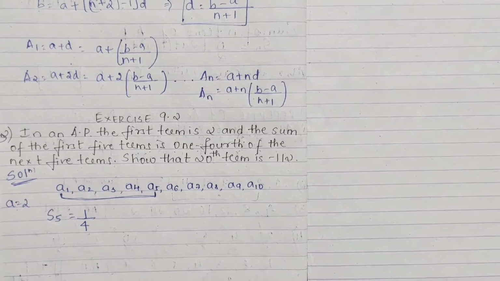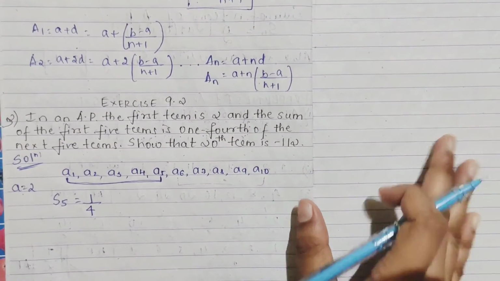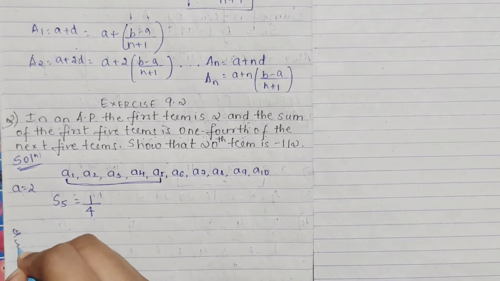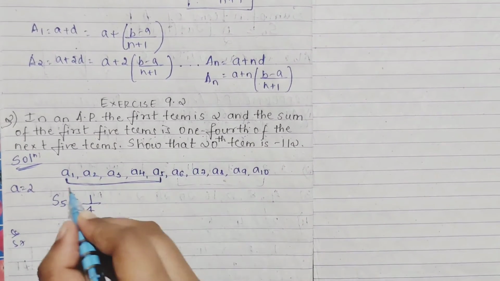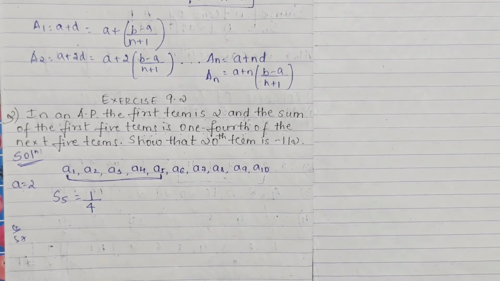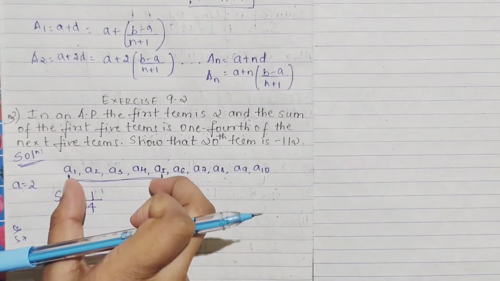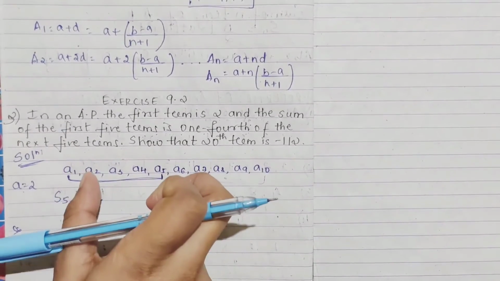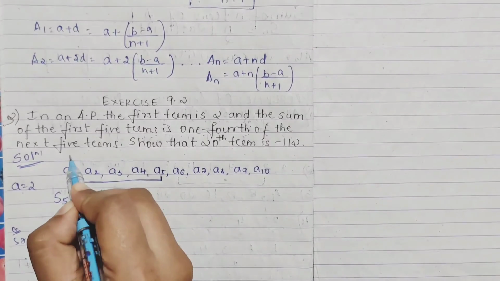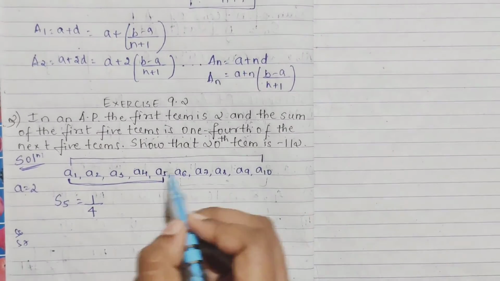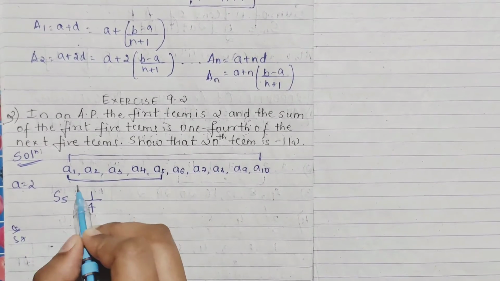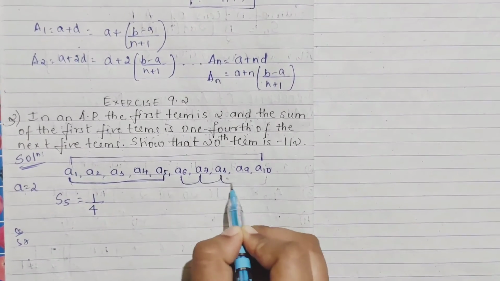So see, whenever they are telling sum, S5 means the first 5 terms. If it is S6 or S7, it means your first 6 terms, your first 7 terms. Now they are telling the next 5 terms, and the sum will always be from the start, your first 5 terms, your first 6 terms. So directly you can't take this. So how do we have to take it? The sum of the first 10 terms minus again the first 5 terms. Then you will get these terms, right?